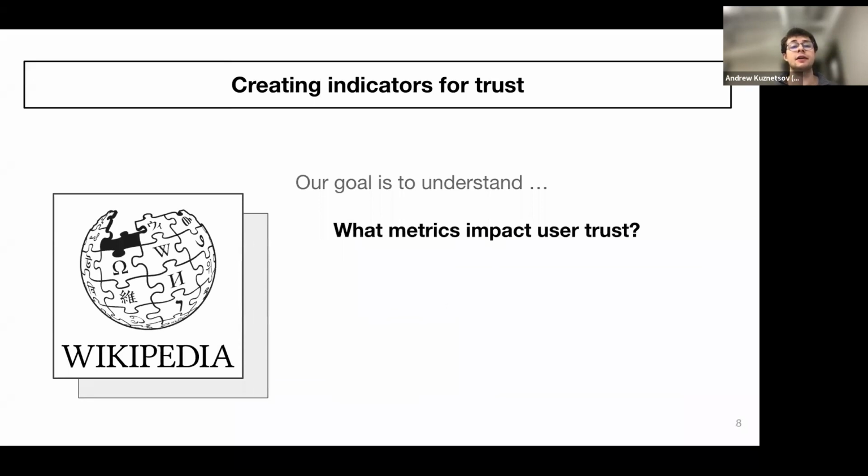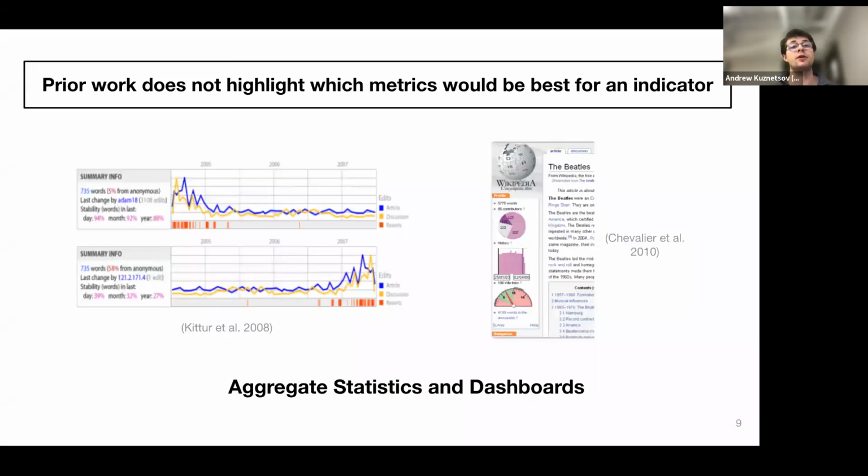First, anyone designing an indicator for trust would need to pick what information to include in an indicator. They'll want to know which metrics are influential and which users won't care about. Unfortunately, prior work has not directly measured or compared the effect of showing different article quality metrics. It is unclear what metrics should be prioritized. We aim to do so in our work.